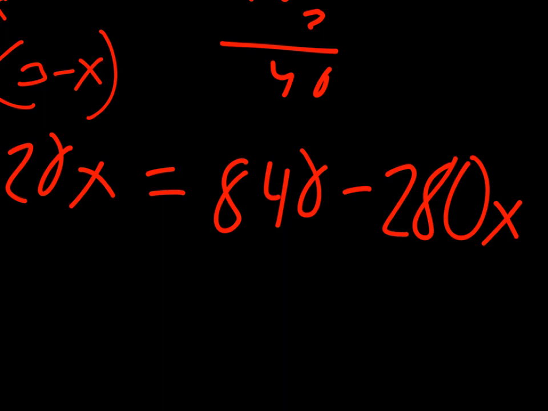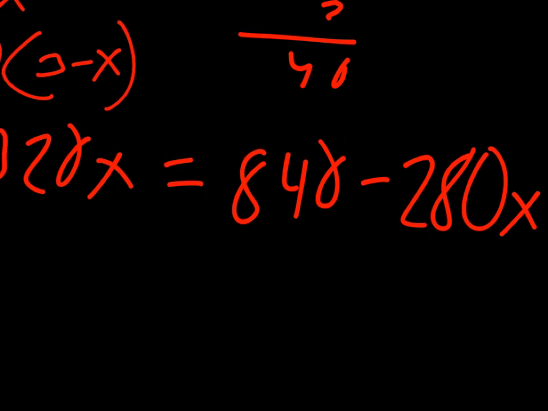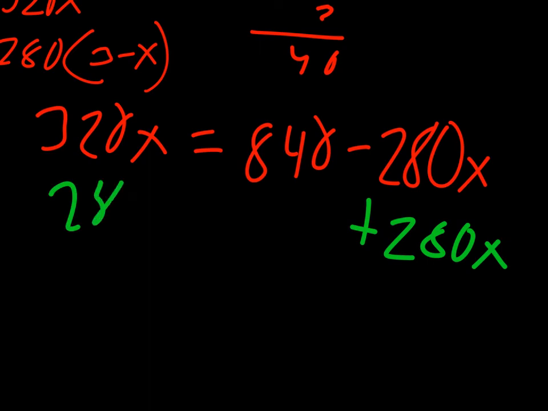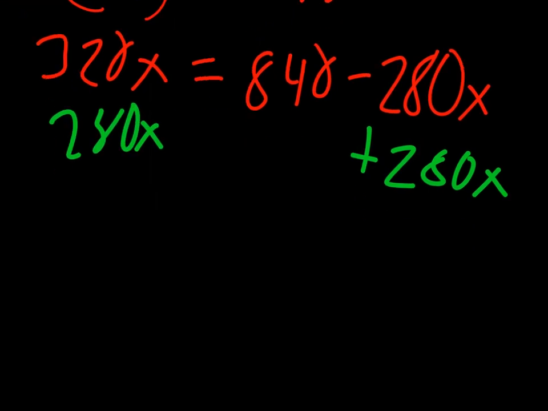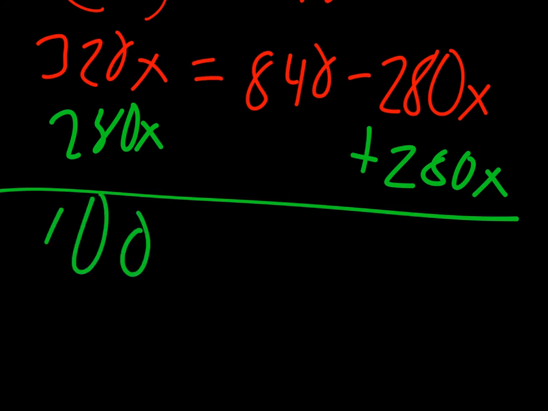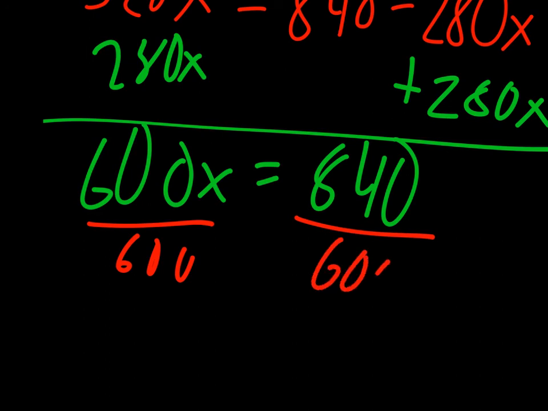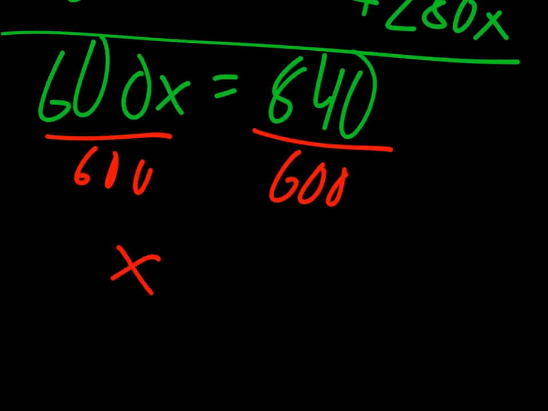I believe that's right. Let's see. 3 times 200 is 600, and 3 times 80 is 240. There we go. Perfect. So now we have a constant and we have two variables. We know how to solve this, right? So now we're going to add 280x to both sides, and that becomes 600x equaling 840. Divide by 600. Now we have x equaling 840 over 600.